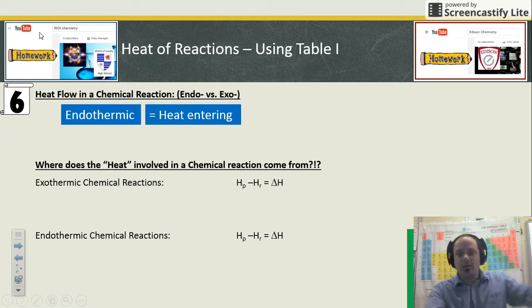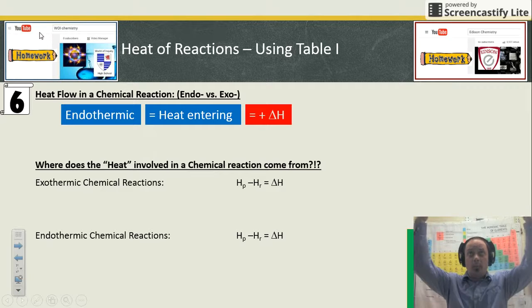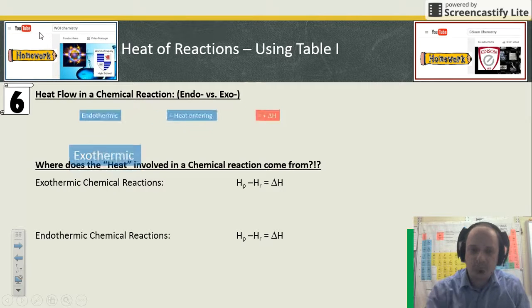Endothermic, heat enters the system. It absorbs it up, soaks up the heat. Delta H values from table I would be positive. So the change in heat, delta H, remember, delta means change. H in this case means heat. Change in heat would be increasing. If it's absorbing heat from the surrounding areas, its overall heat would go up. So delta H would be positive.